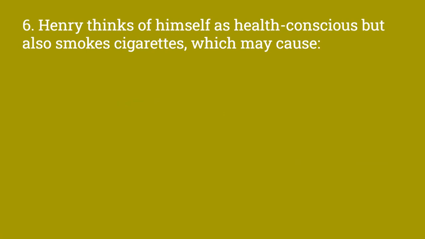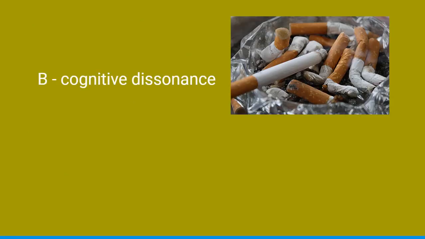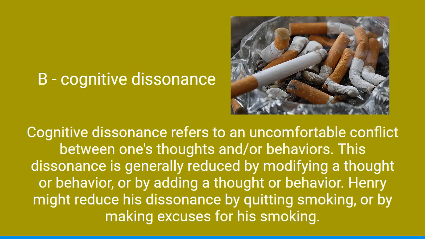Henry thinks of himself as health conscious, but also smokes cigarettes, which may cause diffusion of responsibility, cognitive dissonance, pluralistic ignorance, risky shift, de-individuation. And this would be B, cognitive dissonance. Cognitive dissonance refers to an uncomfortable conflict between one's thoughts and/or behaviors. This dissonance is generally reduced by modifying a thought or behavior, or by adding a thought or behavior. Henry might reduce his dissonance by quitting smoking, or by making excuses for his smoking.